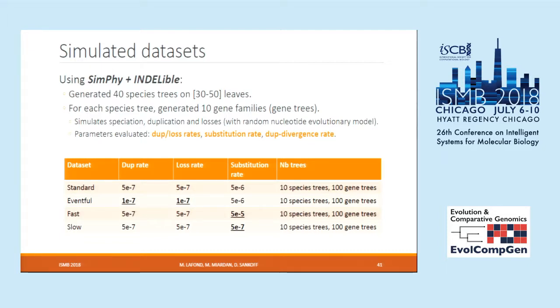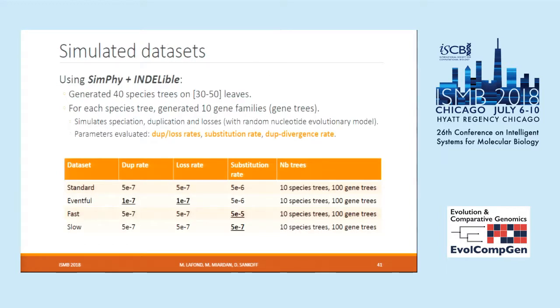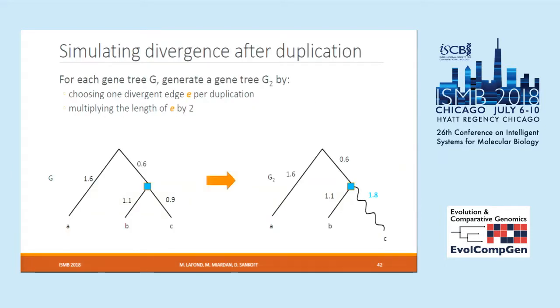And so we generated species trees with 10 gene families each. And we had these 4 data sets, which each isolate some parameter, including duplication rates, loss rates, substitution rates across the trees. Okay. And we also simulated divergence after duplication, because Indelible, which simulates gene sequence evolution on a tree, does not do that. So we had to force these wiggly edges, if you will.